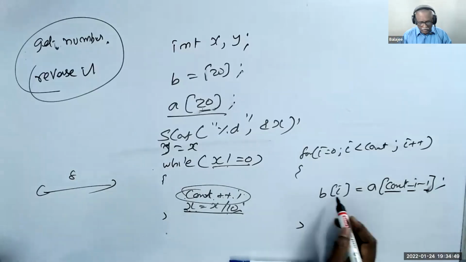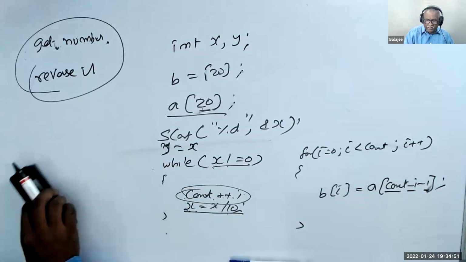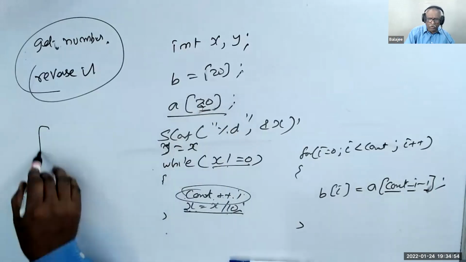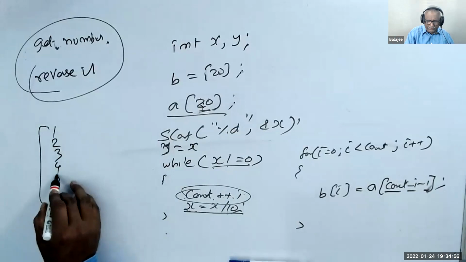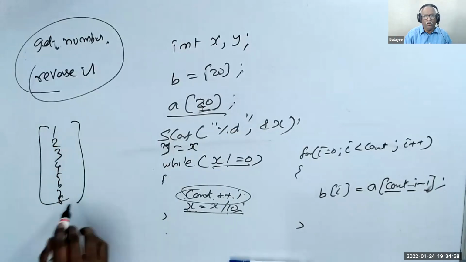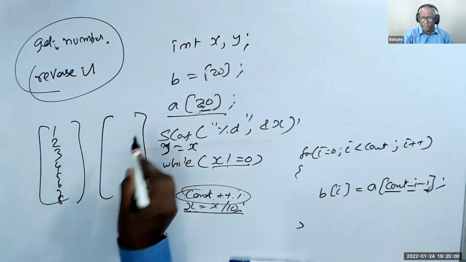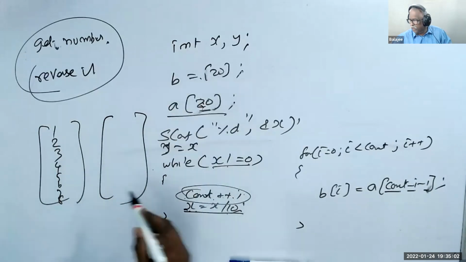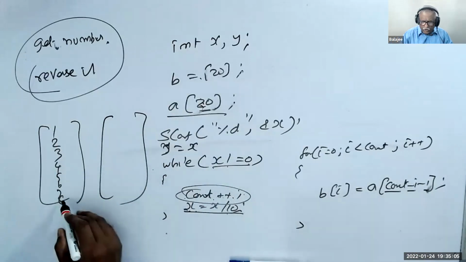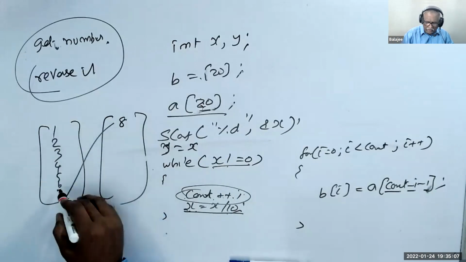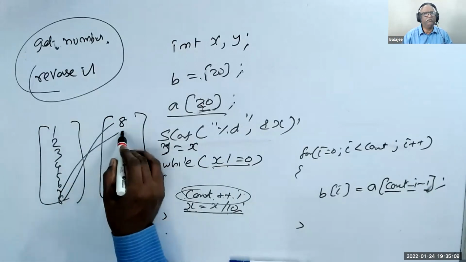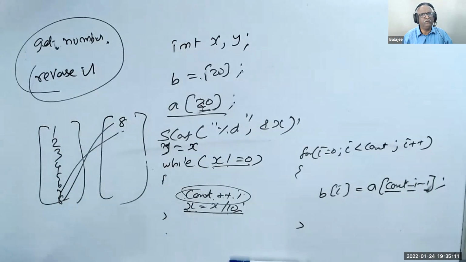Now what happened? A is having a number 1, 2, 3, 4, 5, 6, 7, 8. B is having nothing because it is empty. Now what I'm doing, I am moving the 8th one to the first one, the 7th one to here. Am I right? I'm moving that. Then from here I can calculate the full number and send it to you. Right? You could do any method.